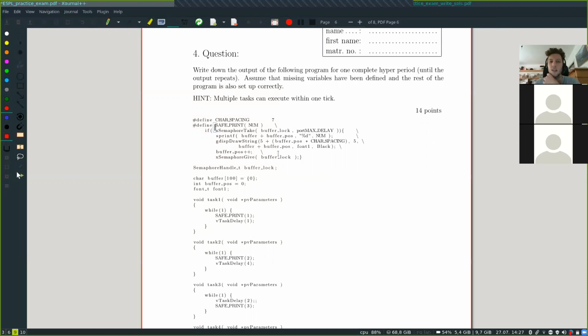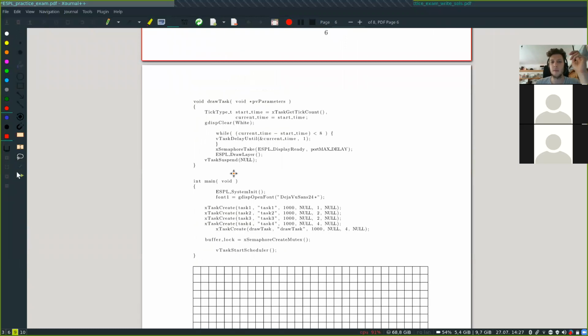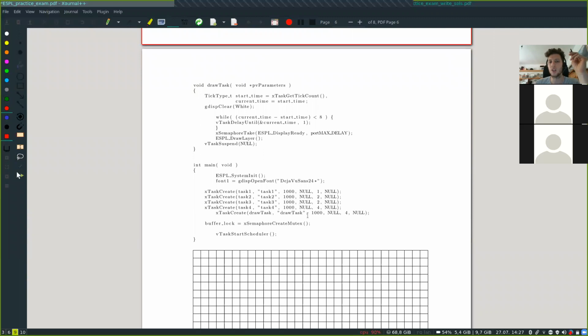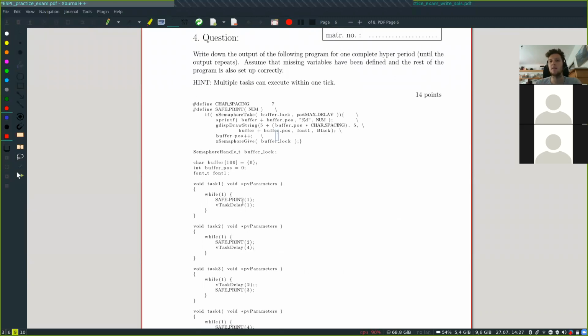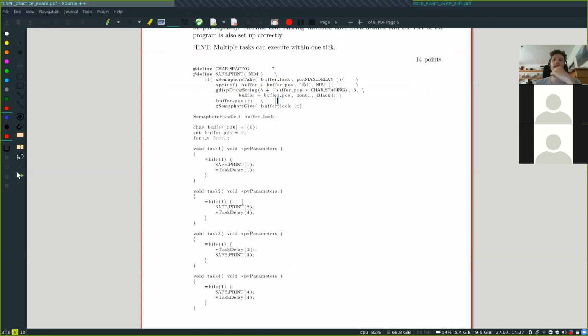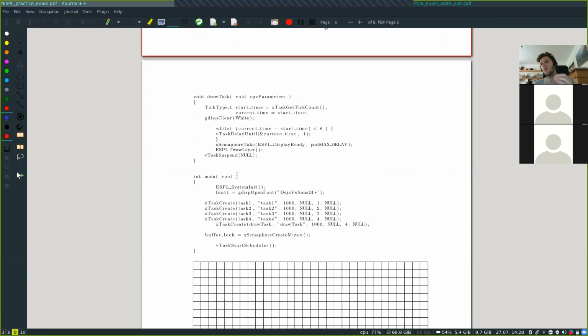And then we have some basic print, which you can just consider prints somewhere. And we have four tasks, and in our main we have the creation of them with priorities. Okay. And also the order is important, right? Yeah. All I'm saying is I want one hyper period, so until the output repeats, go through this program and tell me what the output would be. This generalizes the questions I could ask you in the exam. When we look at this code, with the tasks having different delays and the main function, what are the things that would influence the execution order of these tasks?